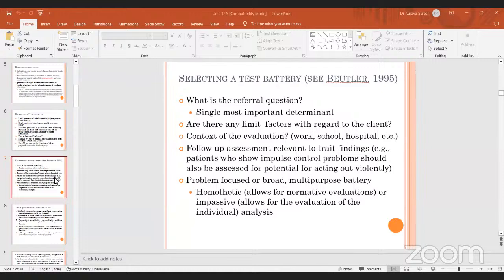Okay. Problem focus are both multi-purpose batteries, homeostatic or impressive, and narrative evaluation are impressive with the evaluation of individuals.